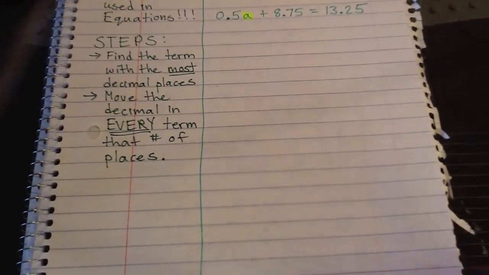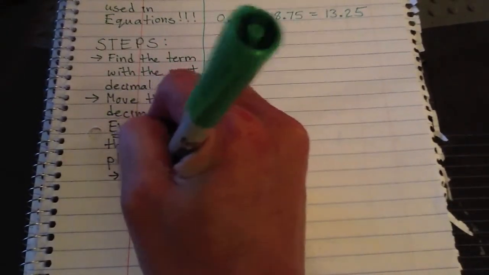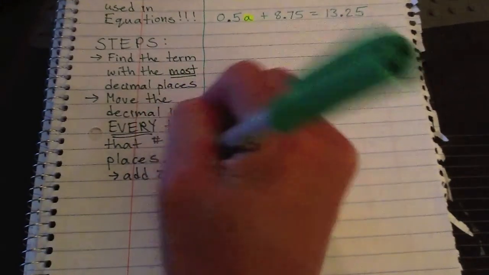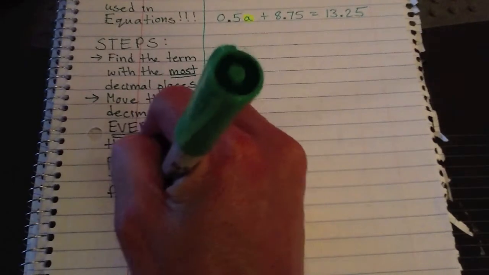If you run out of places, then you're going to add zeros. So add zeros for place value when needed.